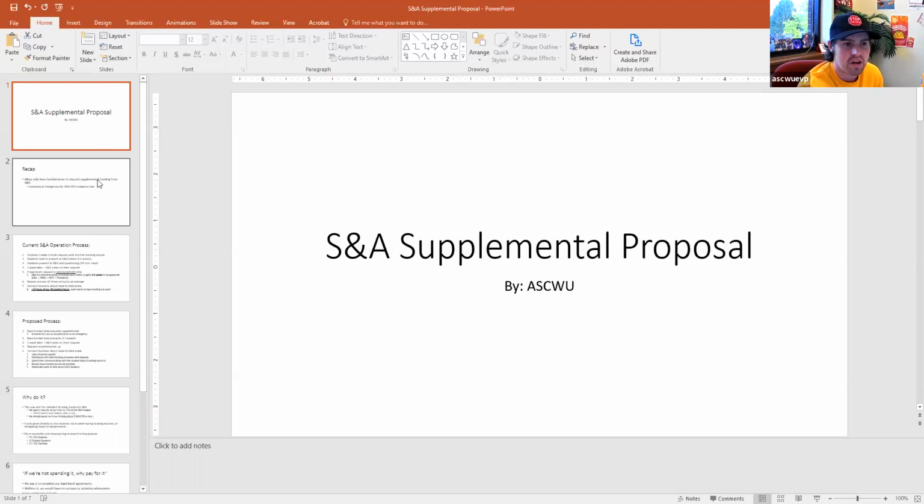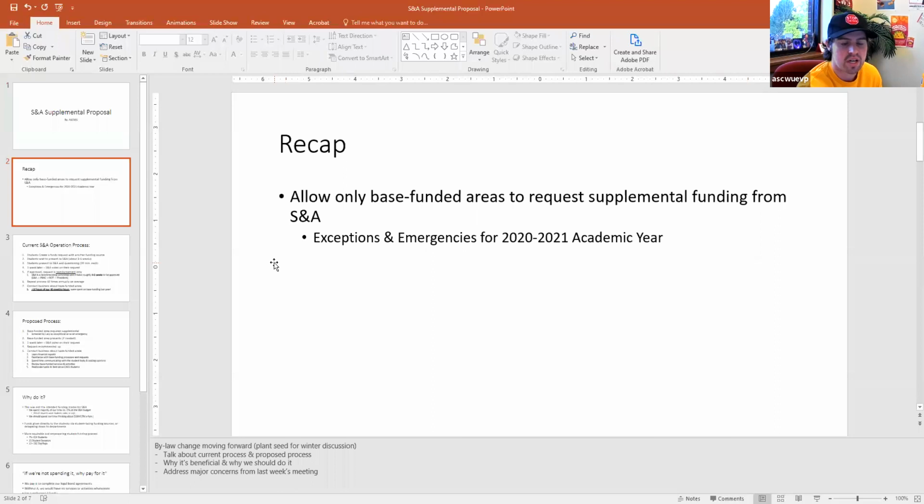Okay, moving on. I just did an S&A supplemental proposition. This is from me as well as the ASU board. Just to recap what I was suggesting: for our supplementals this year, at least for the 2020-2021 academic year, we allow only base funded areas to request supplemental funding from S&A. I was thinking that may only be for emergencies or exceptions. Does anyone have any questions on what I was proposing, language wise from there?